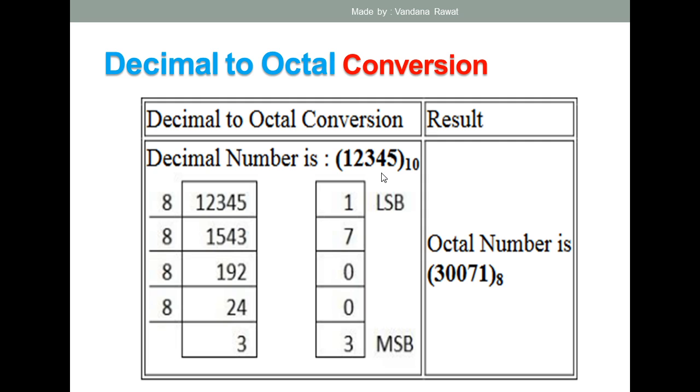Okay, so these are the resultant remainders. Whenever you write the resultant part, obviously you will start from the MSB digit. So we will start writing your result from this part, and first of all you will write this 3, then after that 00, then 7, then 1. So this will be the octal representation of this decimal number. Okay, hope this one is clear to everyone.